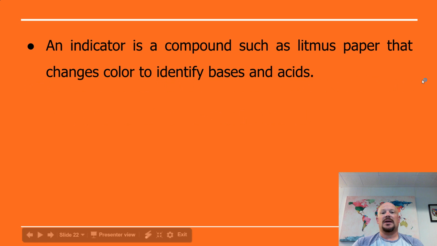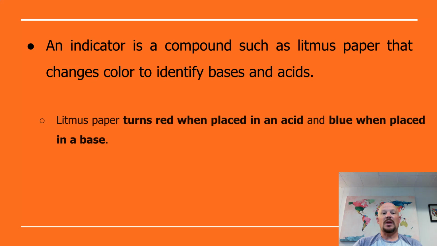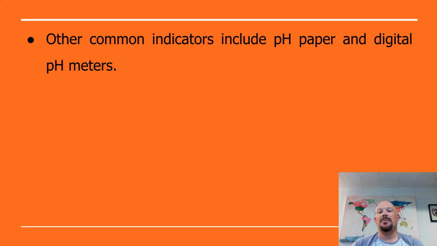Now, an indicator is a compound such as litmus paper. We'll use some of that probably this week. It changes color to identify bases and acids. If you have a red litmus paper, you put it in an acid, it's going to stay the same color. But if you put it in a base, it'll turn blue. If you have blue litmus paper and you put it in a base, it stays the same. But if you put it in an acid, it turns red. And so you can see that litmus paper turns red when placed in an acid, blue when placed in a base. We also have pH paper, or digital pH meters.